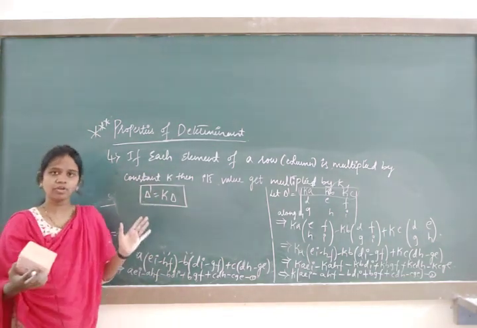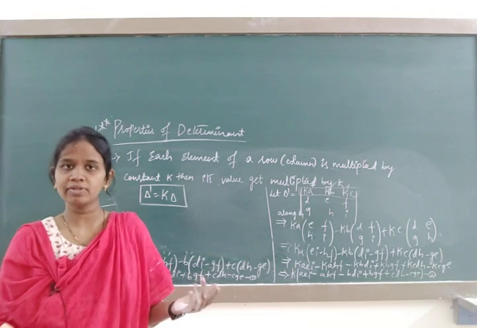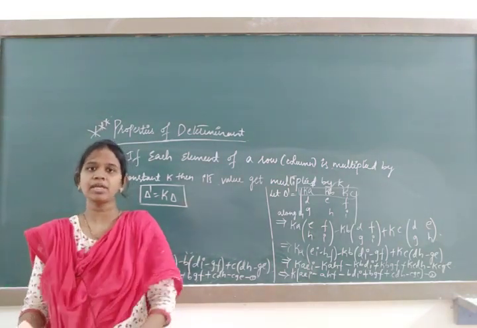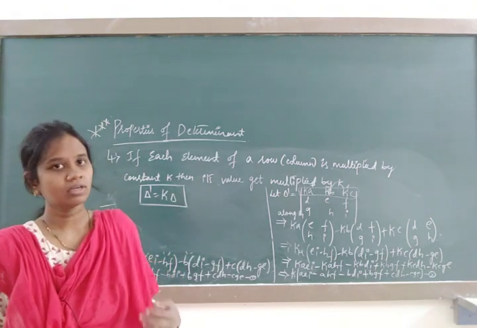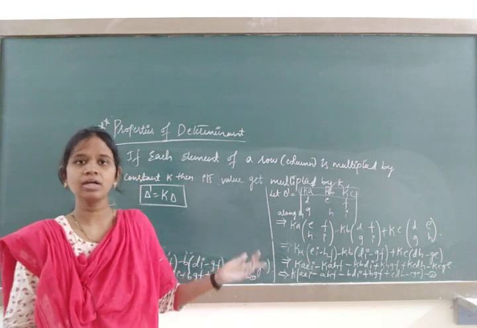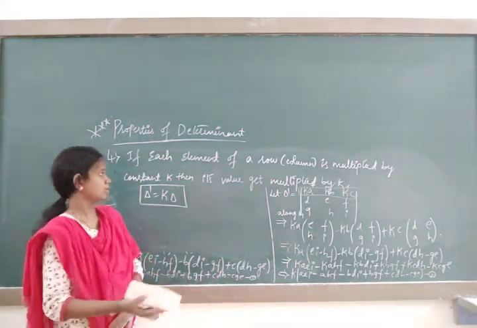It means what? First of all, you have to imagine one determinant, then you expand that one and call it equation 1. Then according to the statement, you multiply any row or any column with K, then expand, then take out K as a common factor, and write delta dash is equal to K into delta.